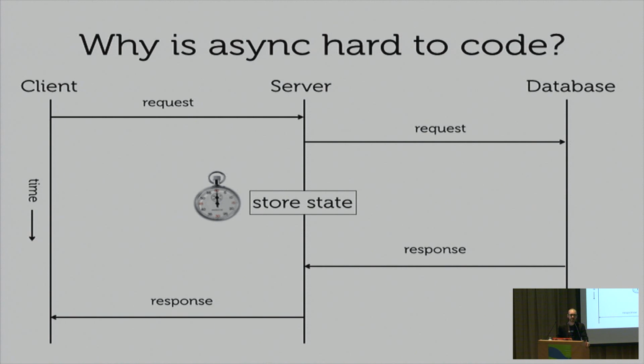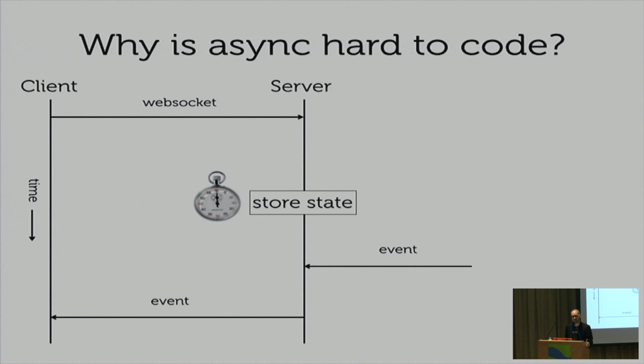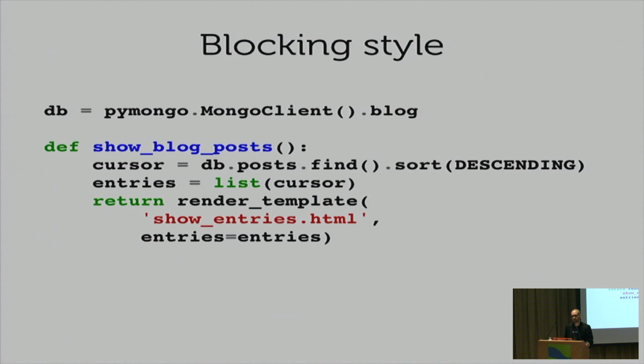And this is even more true of WebSocket applications like Twitter or Gmail. When a client connects to the server over a WebSocket, the server waits indefinitely for some event to occur so that it can notify the client. So it needs to store state for forever, potentially, and it needs to do so very efficiently. So the traditional way of storing state while you're waiting for I/O is with a thread.